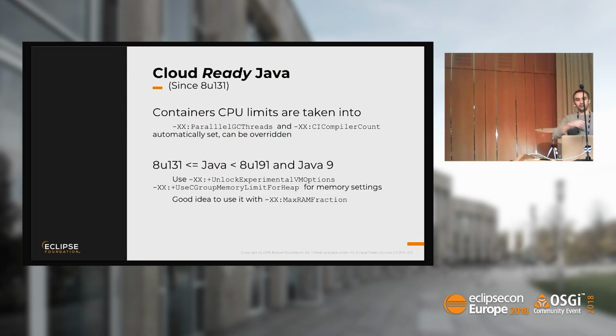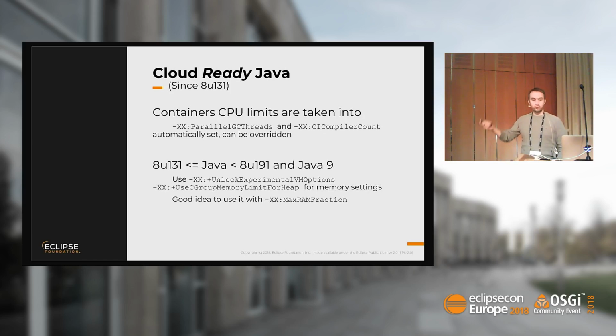So since 8u131, Java is cloud ready, let's say. The container limitations, CPU limitations, are taken into account automatically, meaning that if you set your Docker image with given CPU limits, Java will automatically adjust some of its ergonomics, like the number of GC threads that it needs to spawn and so on. And of course, you can always override that with the usual options.